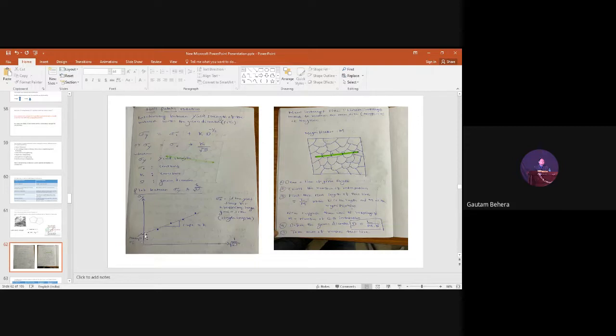So at this value of grain size, this is your strength. That is the strength of the single crystal, or when the grain size is infinite, that is the yield strength of the material. And the yield strength is increasing further.